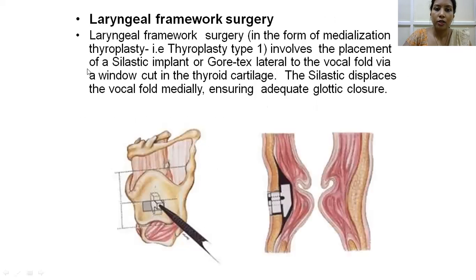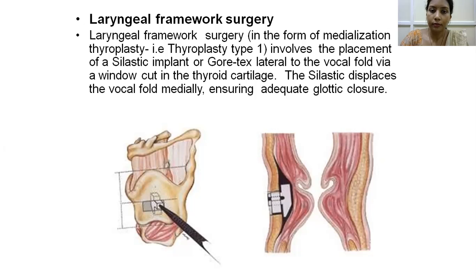The next is your laryngeal framework surgery. So your laryngeal framework surgery is nothing but your thyroplasties. So types of thyroplasties is also probably a 2 marks question and also a 4 marks question sometimes. Thyroplasty types we will discuss towards the end of the class.